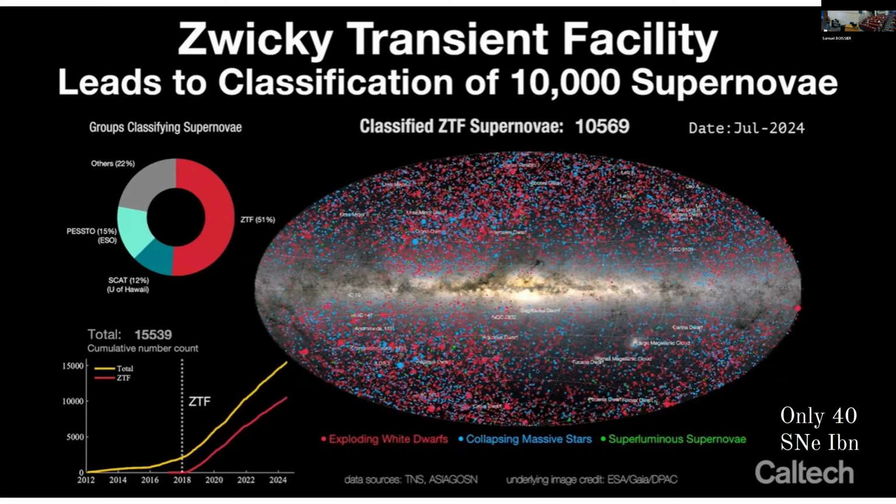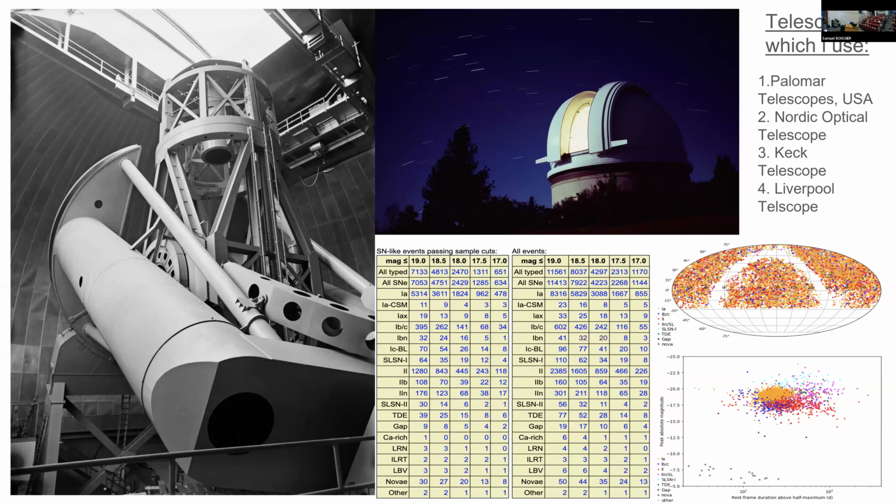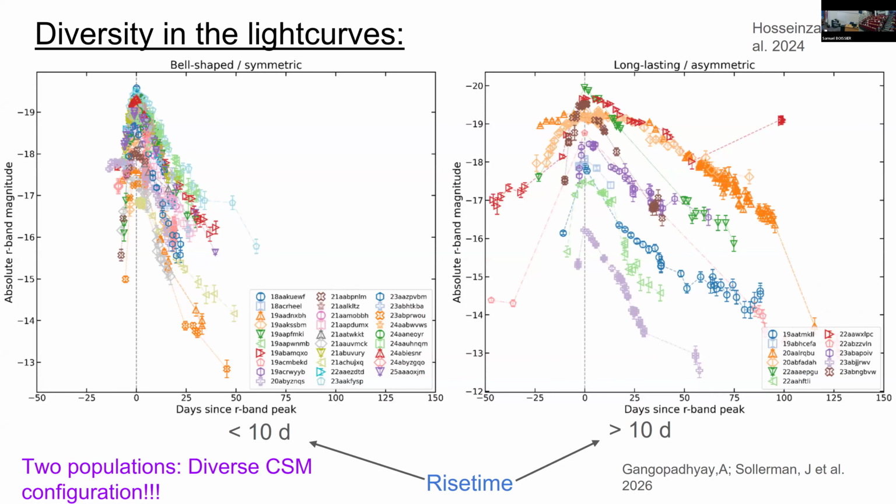Now, the Zwicky Transient Facility has a survey called Bright Transient Survey, which is a magnitude limited survey, and it has classified about 10,000 supernovae as of July 2024. And among this whole survey, we find that there are only 40 supernovae of type 1BN. So these are very rare events, and studying each of them is very useful. Thus, we have a lot of data from Palomar telescopes, the Nordic Optical Telescope, the Keck Telescope, and Liverpool Telescope for this analysis. And let's start looking into the light curves.